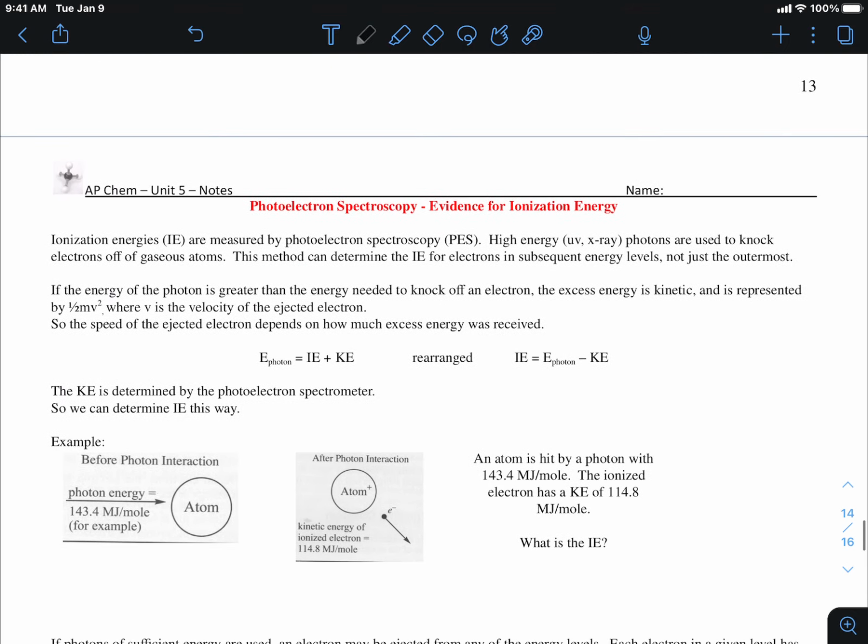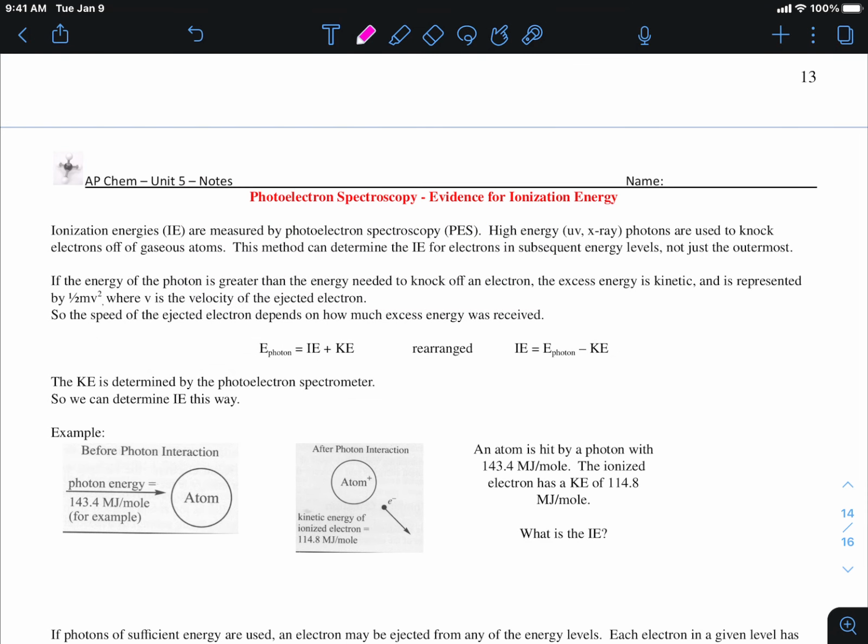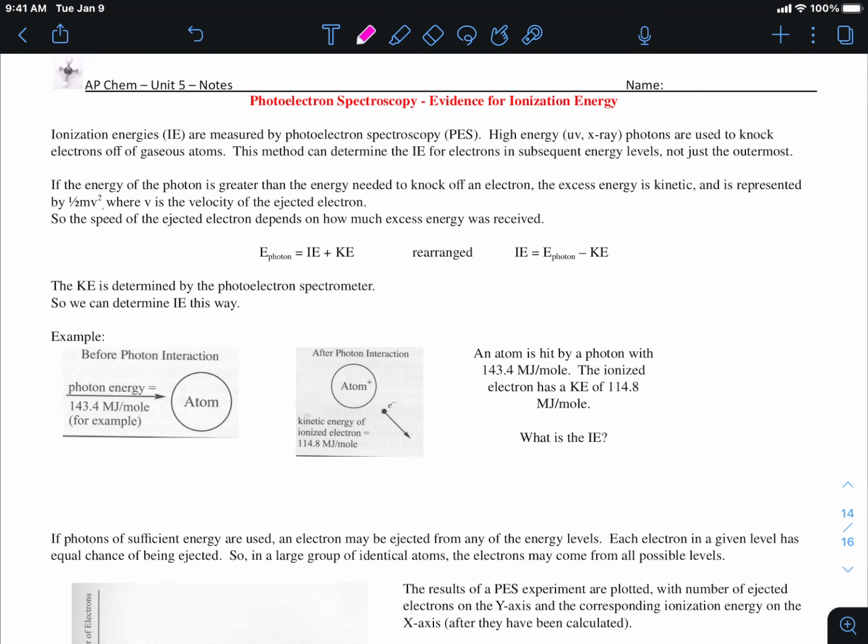Okay. Photon Electron Spectroscopy. So we have talked about ionization energies, but so far all we've said is, oh yeah, it's the amount of energy needed to remove an electron. Well, how were ionization energies determined? The answer, photon electron spectroscopy.